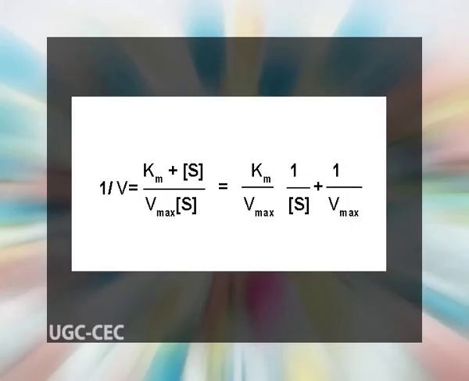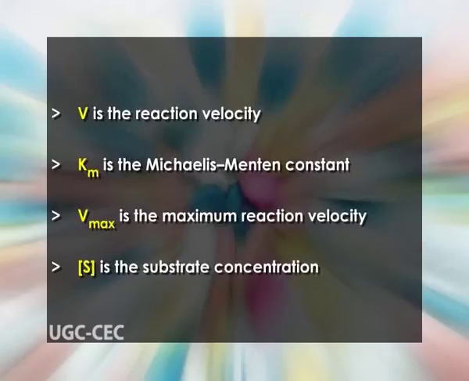Taking the reciprocal gives 1 divided by V is equal to Km plus S divided by Vmax into S, is equal to Km divided by Vmax into 1 divided by S plus 1 divided by Vmax, where V is the reaction velocity, that is the reaction rate, Km is the Michaelis-Menten constant, Vmax is the maximum reaction velocity, and S is the substrate concentration.